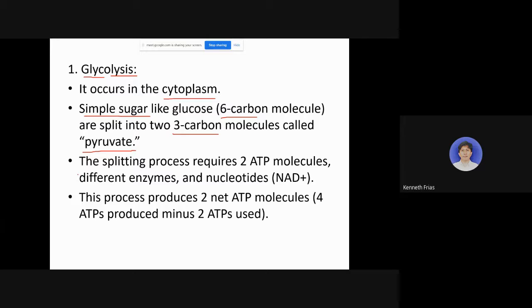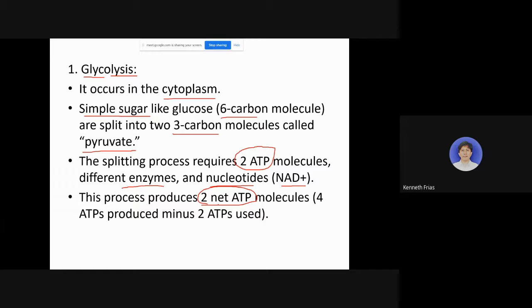Now, the splitting process of glycolysis requires 2 ATP. It's like an investment, and then, with the help of some enzymes and some nucleotides in the form of NAD plus. So these are the things that are required for glycolysis to occur. And remember, this process produces a total of 2 net ATPs.